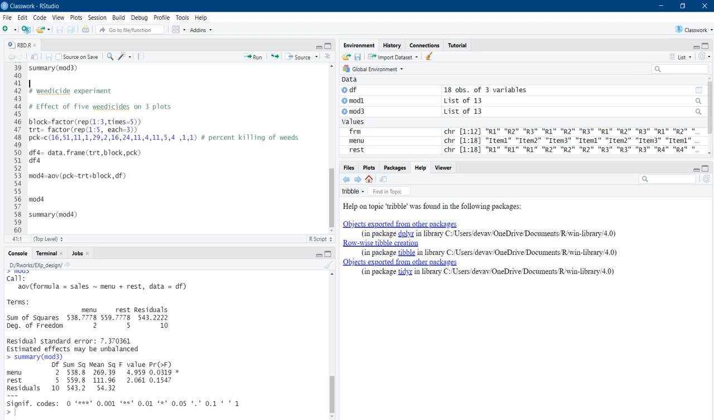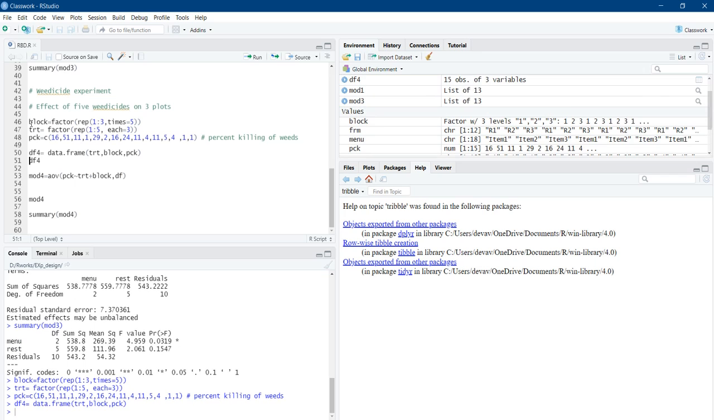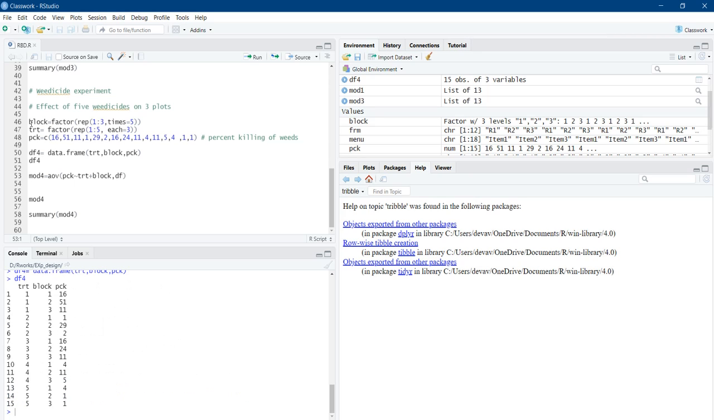It's a weedicide experiment. A farmer wants to test effect of 5 weedicides on his 3 plots. Therefore, blocking factor will be the 3 plots and treatment will be the 5 weedicides. We have implemented that design here. These are the blocks replicated 5 times. Then these are the treatments replicated 3 times and these are the results. We'll run that, and these results are stored in a data frame DF4. We'll see what is there in the DF4.